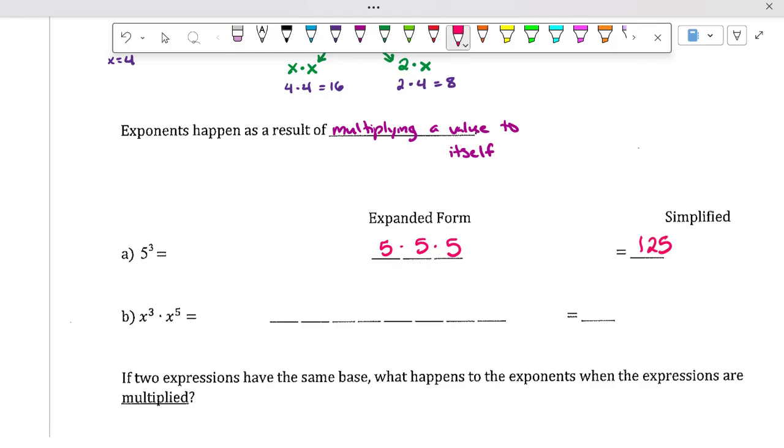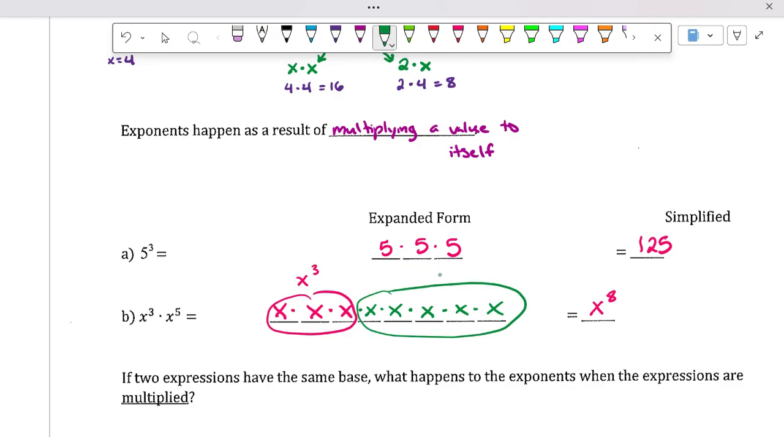Now, x cubed times x to the 5th. This is review from yesterday. So simplified, what should it be? Simplified, not expanded. X to the 8th. So in other words, if we expanded x times x times x, that's x cubed, times x times x times x until it's 5 x's, that's x to the 5th. So again, this represents x cubed. This represents x to the 5th. That's why you add them, because you end up with 8 x's.